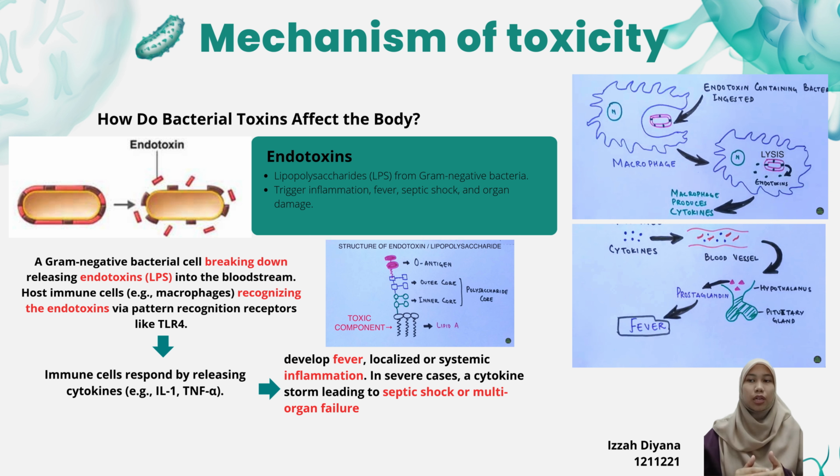Immune cells like macrophages detect the endotoxin through receptors such as TLR4, leading to the release of cytokines like IL-1. While this immune response aims to protect, excessive cytokine release can result in systemic inflammation, fever, and in severe cases, a cytokine storm causing septic shock or multi-organ failure. Thus, bacterial toxin mechanisms work either by targeting the cell directly or overstimulating the immune system, which shows their critical role in bacterial pathogenesis.